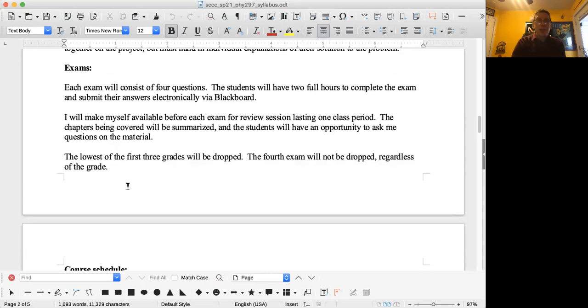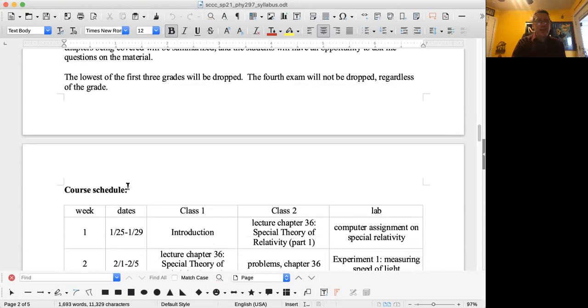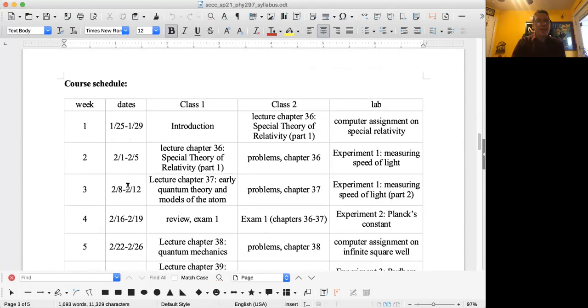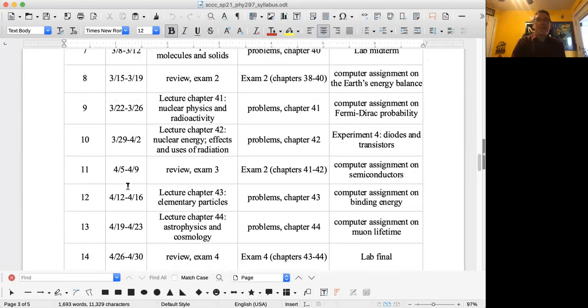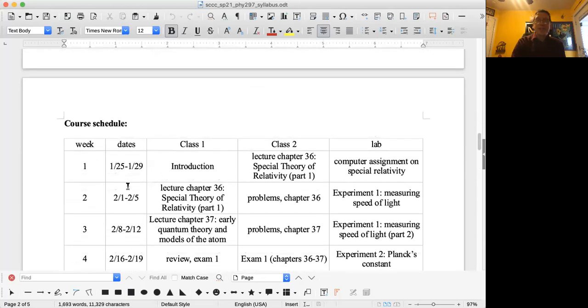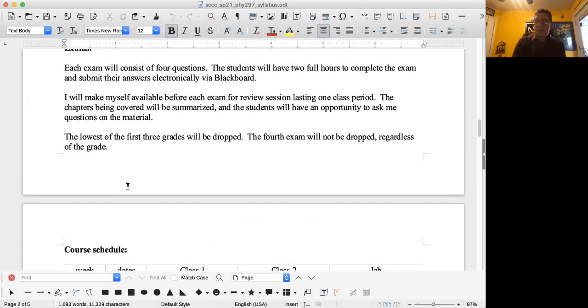And there will only be, are we doing 4 exams? Let me double check. Okay, there are 4 exams. So the lowest of the first 3 will be dropped. So 3 of them will count. The 4th will count regardless. But the lowest of the first 3 grades will be dropped.